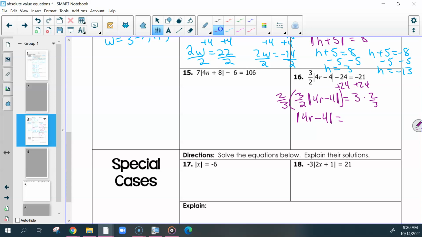Three times 2/3 would give you what? On number 16, is that an 11 or a 4? It's a 4, sorry. We get 2. These 3's really cancel. But you could also multiply across. 3 times 2 is 6. 6 divided by 3 is 2.